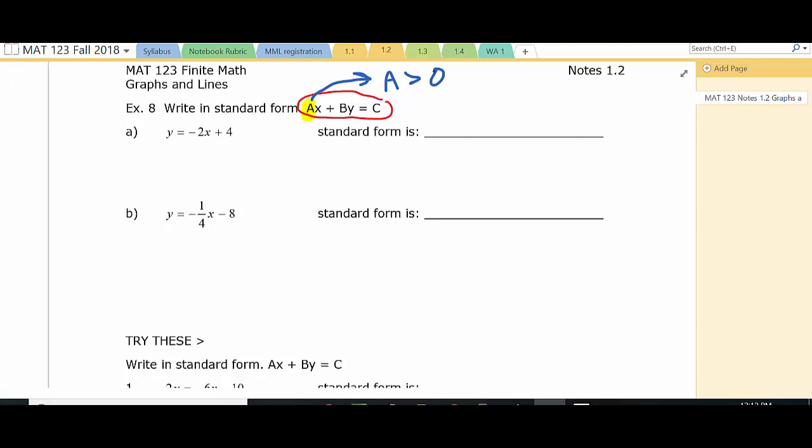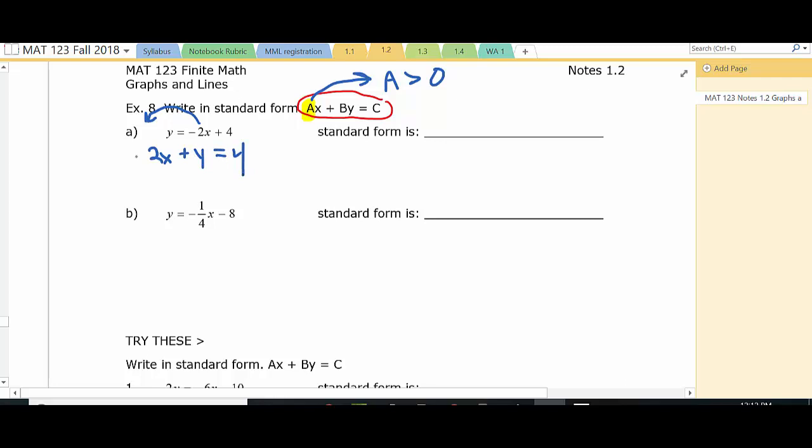And learn to do this just in your head. So what I'm going to do is just move the 2x to this side. When I move that, the sign changes. So I have 2x plus y equals 4. Does that look like standard form?